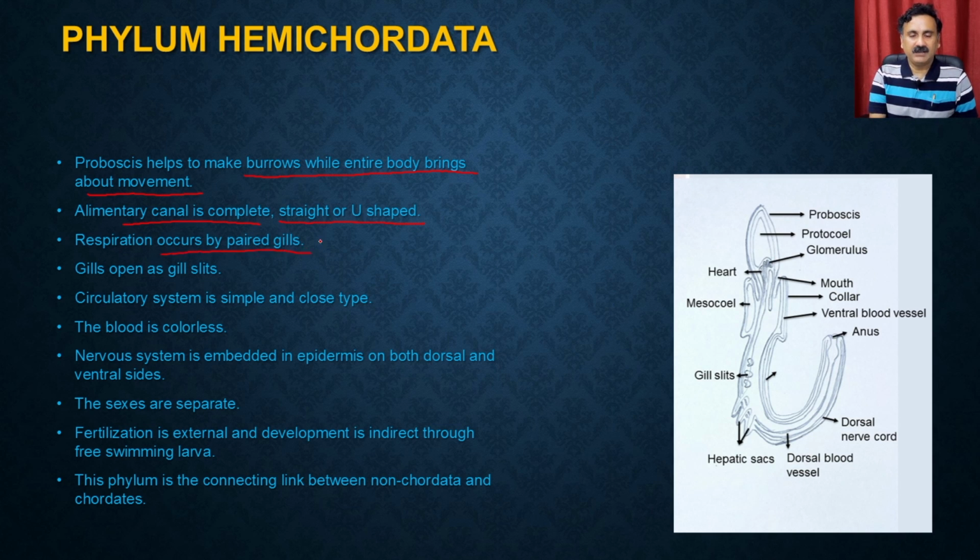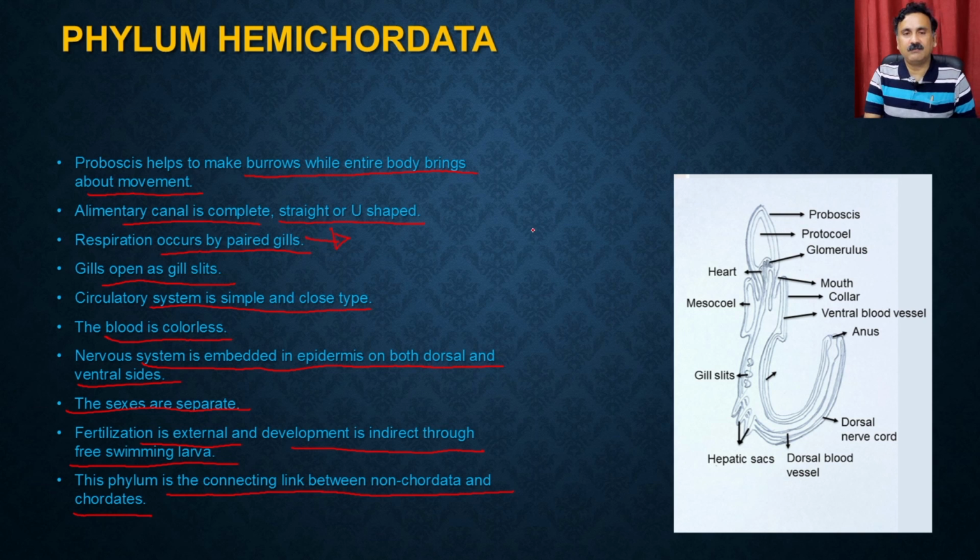Respiration occurs by the gills, and the gills are open as gill slits. Circulatory system is simple and the closed type. The blood is colorless. The nervous system is embedded in the epidermis on both the dorsal and ventral side. The sexes are separate. Fertilization is external and the development is indirect through the free swimming larva. This phylum is the connecting link between the non-chordata and the chordata.